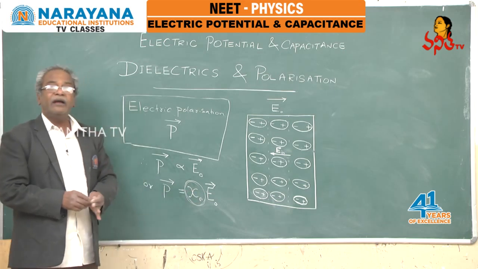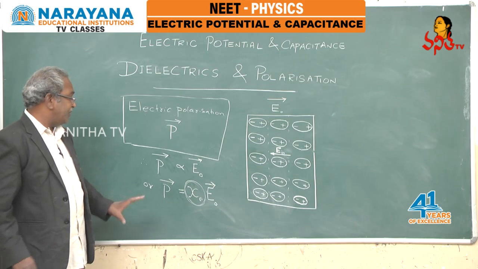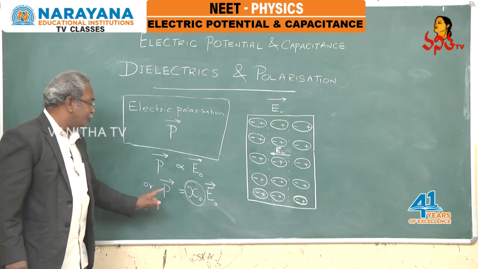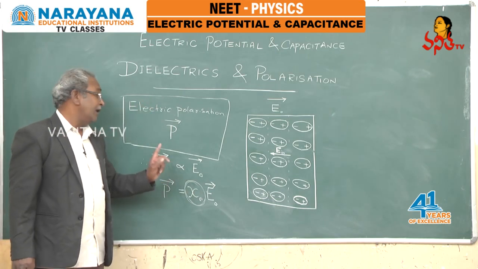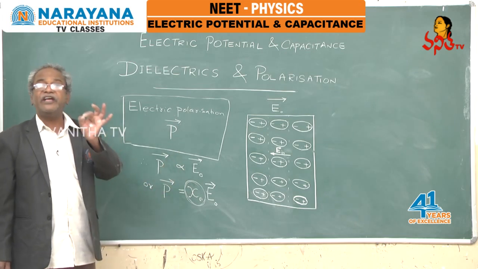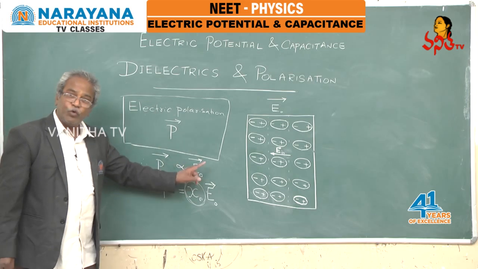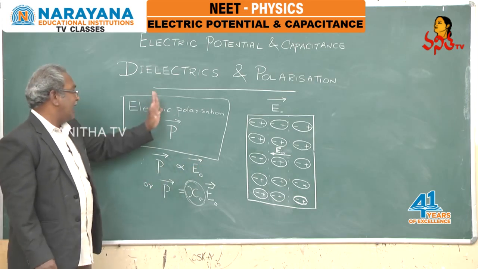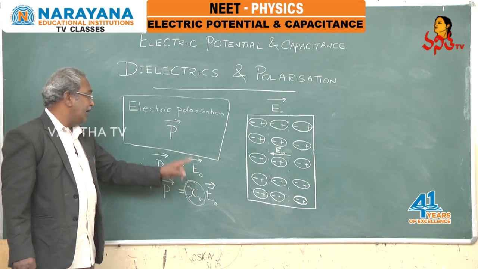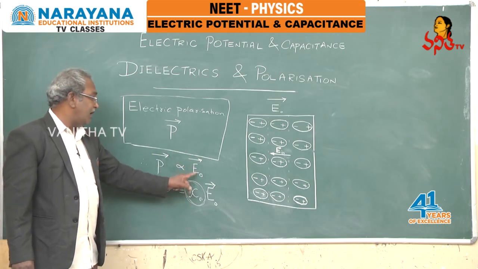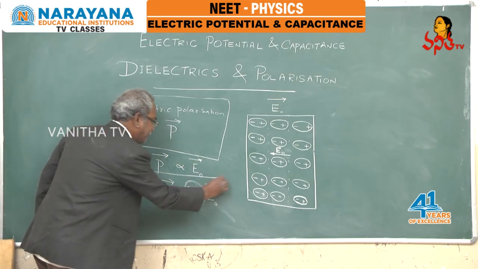And whichever dielectric media obey this particular principle, what are they called? They are called linear isotropic dielectrics, where the electric polarization is directly proportional to the external field intensity.